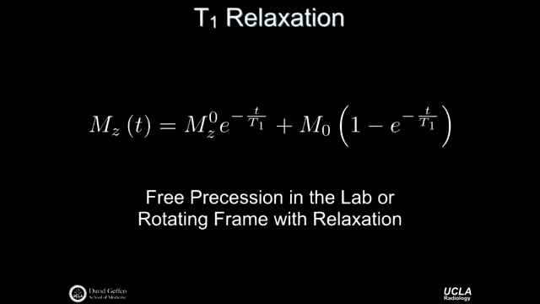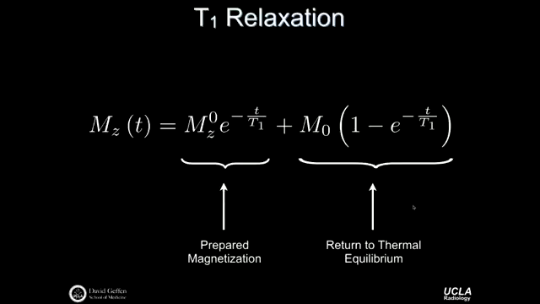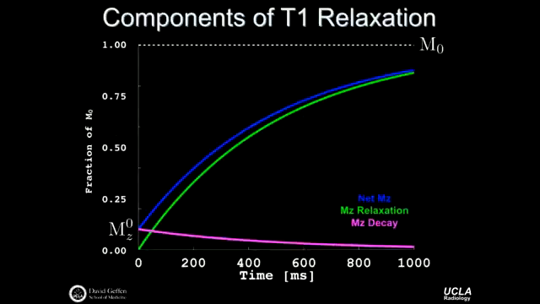This is the expression that we worked through, free precession in the lab frame, or the rotating frame, as it turns out, with relaxation. What happens to the Z component is equally described well in the lab frame and the rotating frame. We worked through it just now in the rotating frame because it's the frame that we'll mostly work in for the rest of the class. We know this first term is that so-called prepared magnetization, and we know that the second term is that return to thermal equilibrium term.